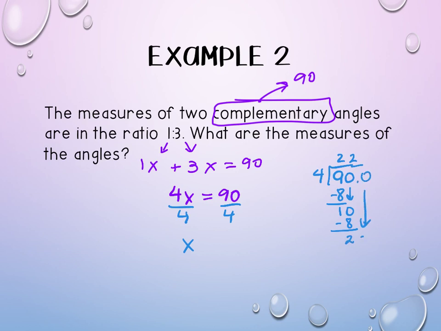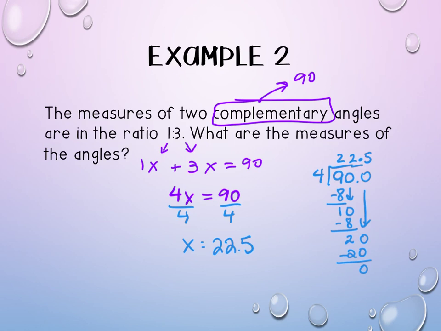Good. And that's 22.5. Right? Wait, why did you put that x here? Because I don't know what that ratio is. I know 1 plus 3 is not going to give me 90, right? So 1 times something plus 3 times something has to add up to 90. And I have to figure out what that is. So that's just the x.